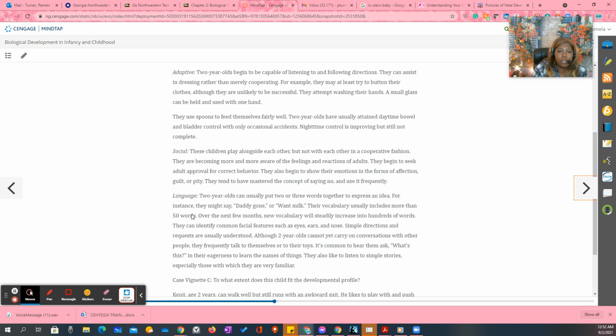Okay. So 2 year olds can usually put 2 to 3 words together. Daddy gone, want milk. So we really think a 2 year old should have a vocabulary that includes more than 50 words. We're looking for most children to have about 200 words at two, not necessarily making full sentences, but having 200 separate words: dog, cat, son, no, yes. Okay.